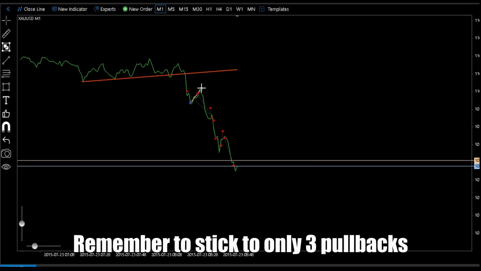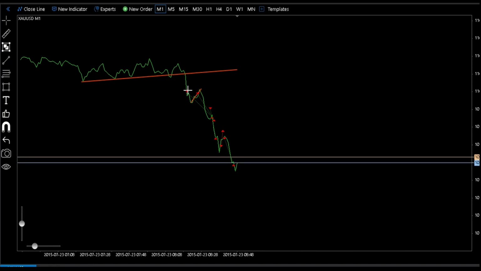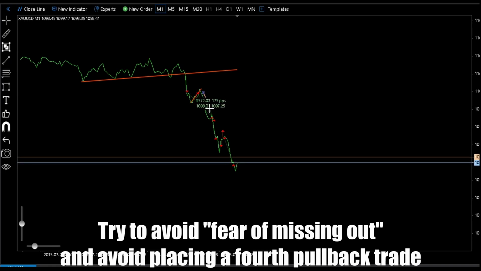Remember to stick to only 3 pullbacks. Try to avoid fear of missing out and avoid placing a 4th pullback trade.